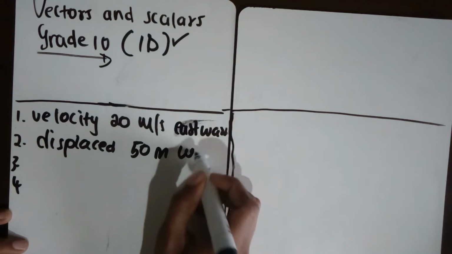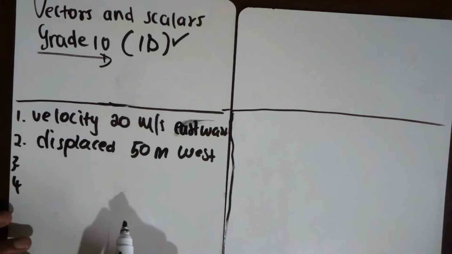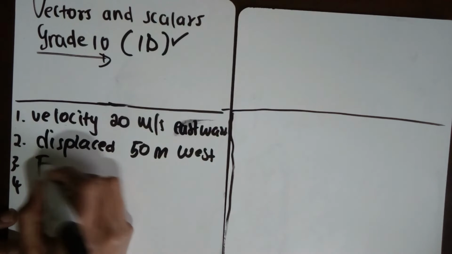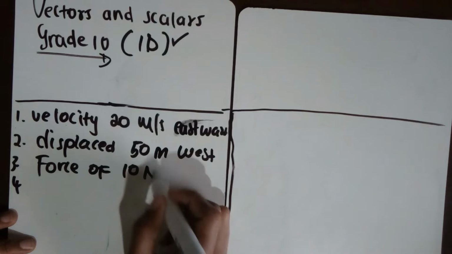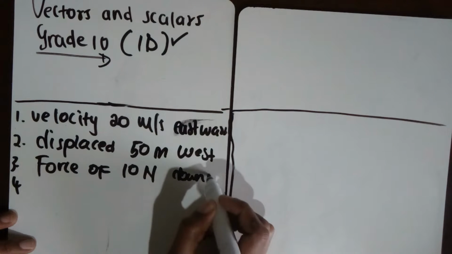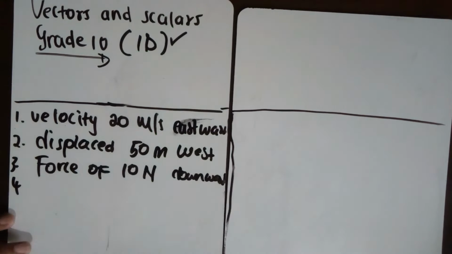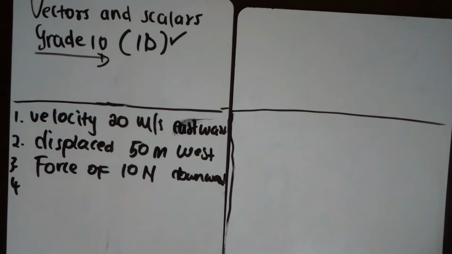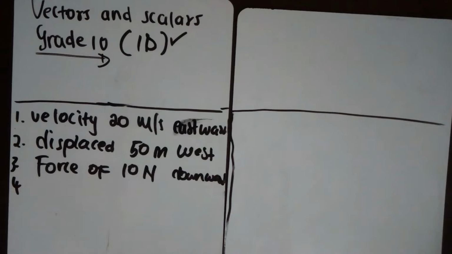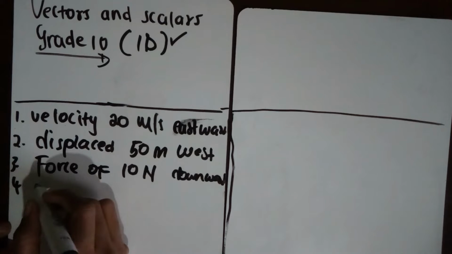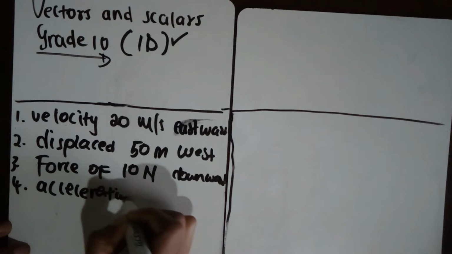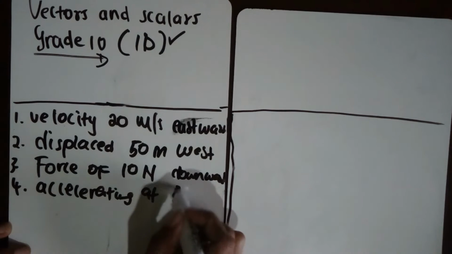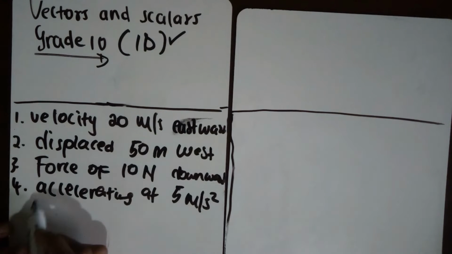Maybe the third statement says that a force of about 10 newtons was applied downwards. And then the last one maybe says that a car was accelerating at 5 meters per second squared to the right.